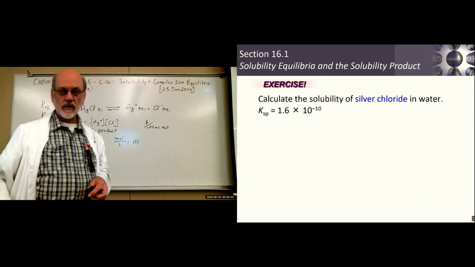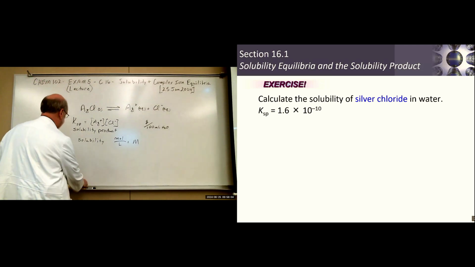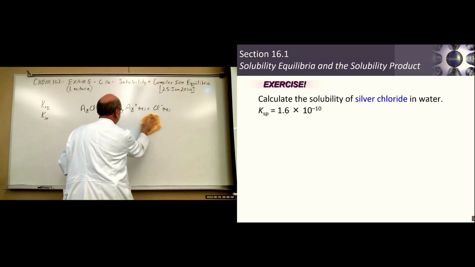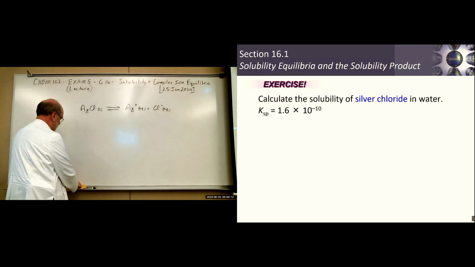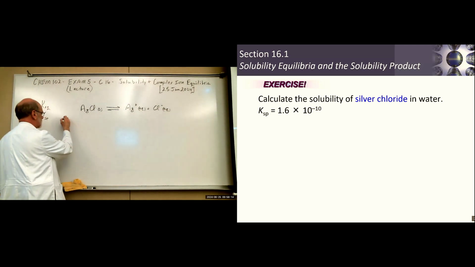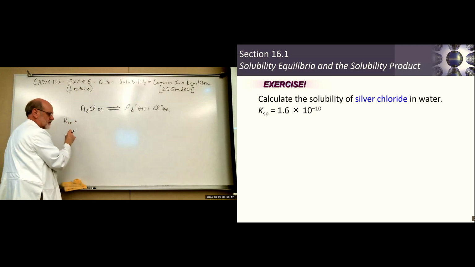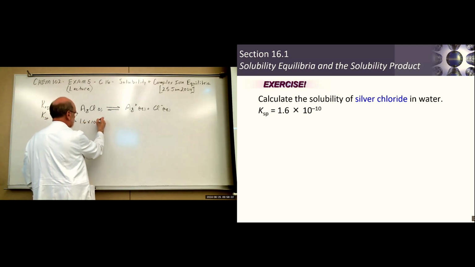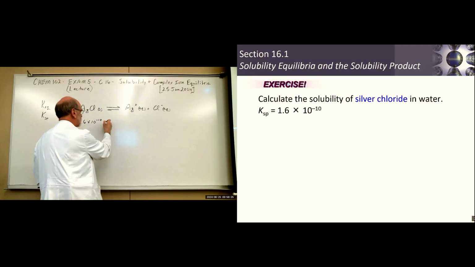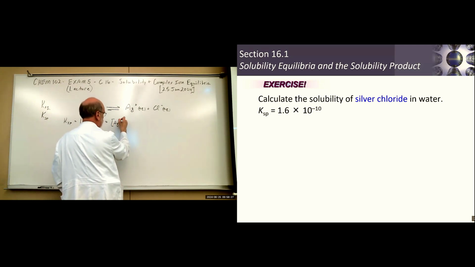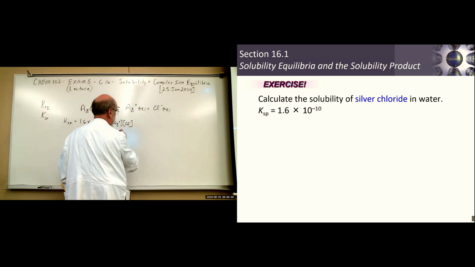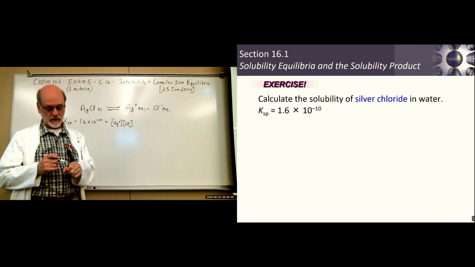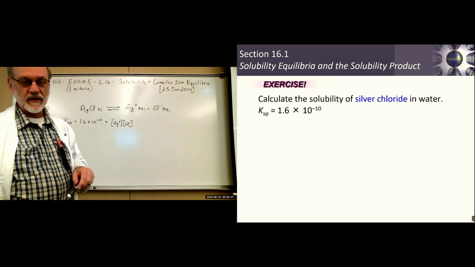All right. So let's calculate the solubility of silver chloride. I shouldn't have erased that; I'm going to need it. There's our balanced equation. And our KSP for silver chloride is given as 1.6 times 10 to the minus 10. That's going to be equal to silver ions times chloride ions. They're both coefficients of 1, so the powers are 1 and 1. How do we calculate the solubility?